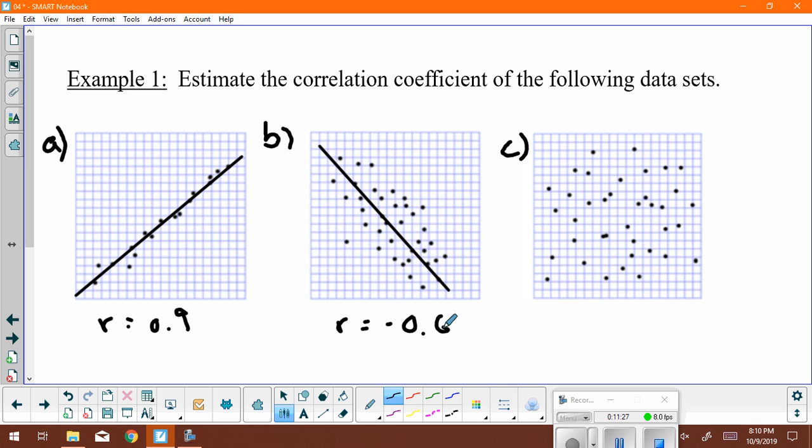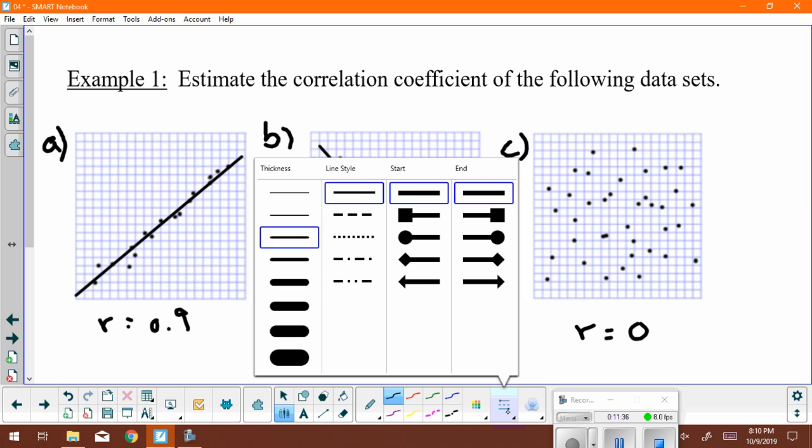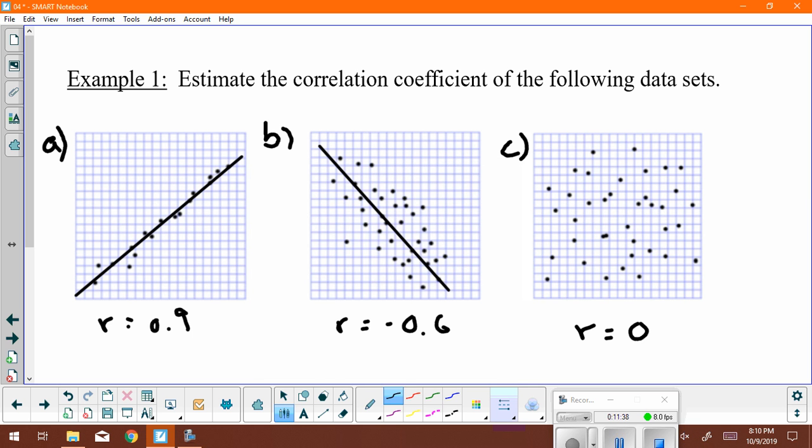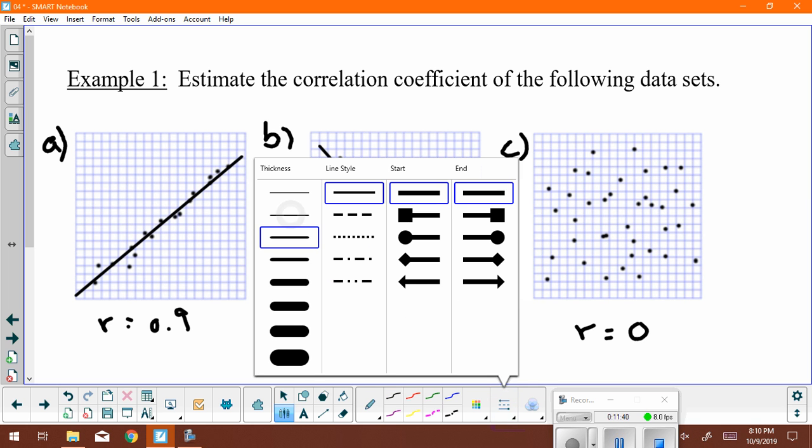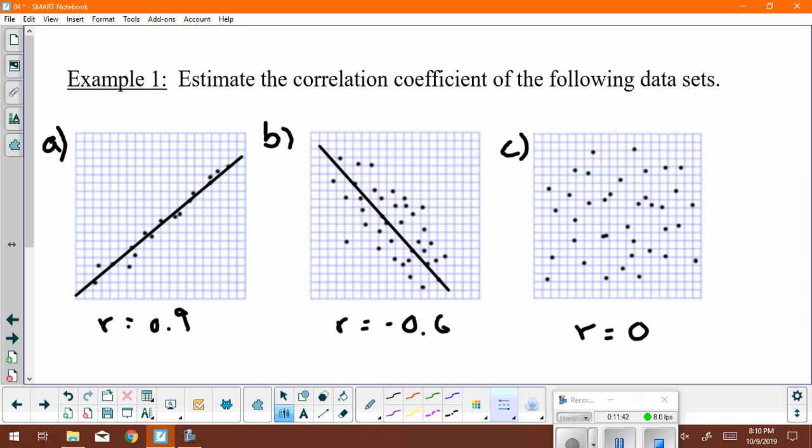Okay, and for C, hopefully you agree that R is equal to 0. I can't really add a line of best fit there and have it make any sense. It's all over the place. There are other patterns you could do. For example, if I connect the dots a bit here, I almost have a bit of a bunny rabbit in the middle. But there's no obvious way to draw a line of best fit. So its correlation is 0.